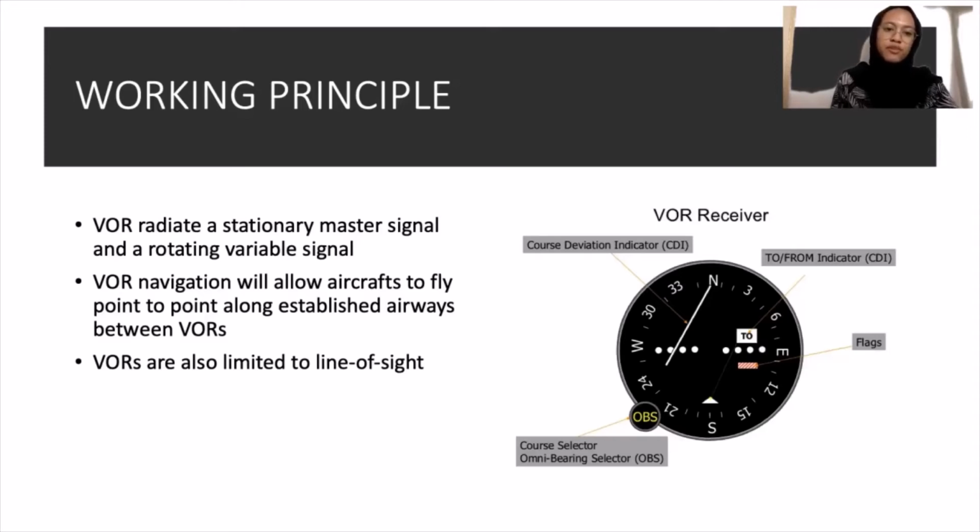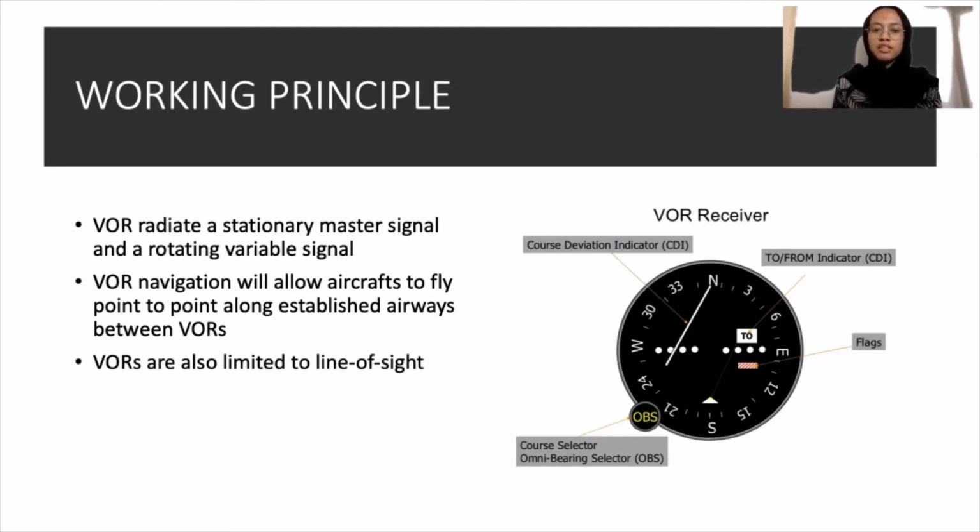So firstly, VOR radiates a stationary master signal and a rotating variable signal. The signal is actually seized by the VOR antenna. The antenna is usually located at the tail of the aircraft. So when the antenna sees the signal, it will convey it to the receiver in the cockpit. The receiver will then compare the difference between the phases, the variable and reference phases, and so they can determine the aircraft's bearing from the station.